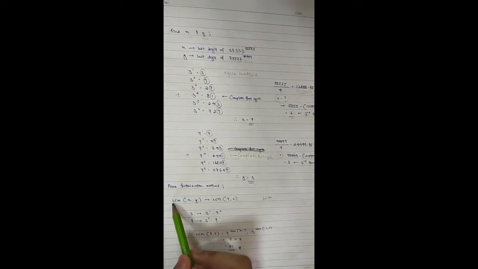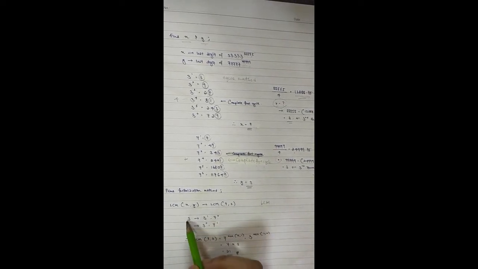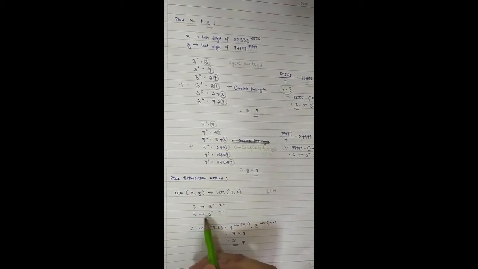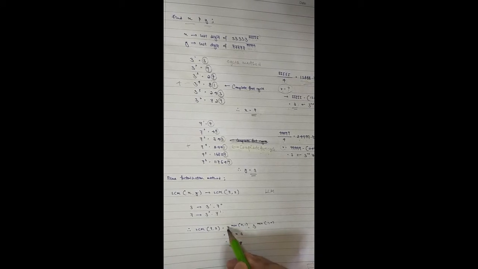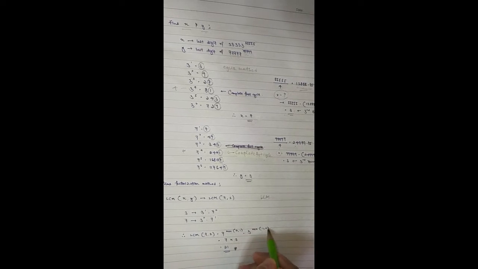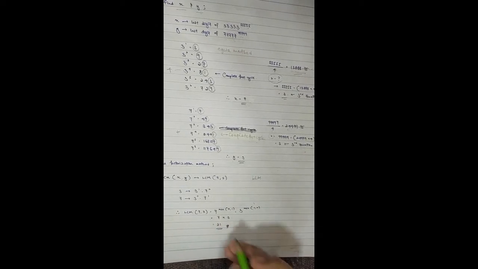So we already have X and Y, and we need to find the lowest common multiple using the prime factorization method. The LCM of X and Y, which are 7 and 3: 3 is 3 to the power of 1 and 7 to the power of 0, while 7 is 3 to the power of 0 and 7 to the power of 1. Using the LCM method, for 7 we take the max of 0 and 1, which is 1, and for 3 the max of 1 and 0, which is also 1. So 7 to the power of 1 times 3 to the power of 1 gives us 21.